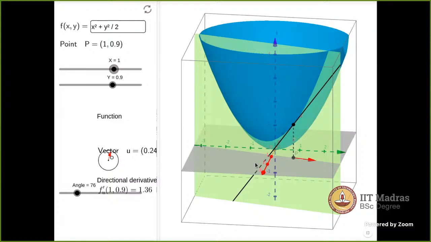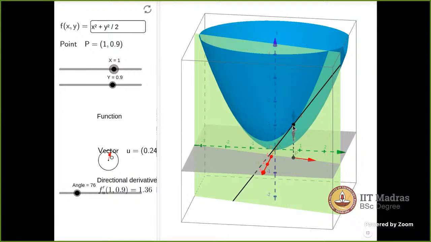Okay, sir. So what is it basically doing? I am fixing a point. You can see this black dot, where I have put my cursor. This is my point (1, 0.9), and whatever the functional value is there, so this is f of (1, 0.9).